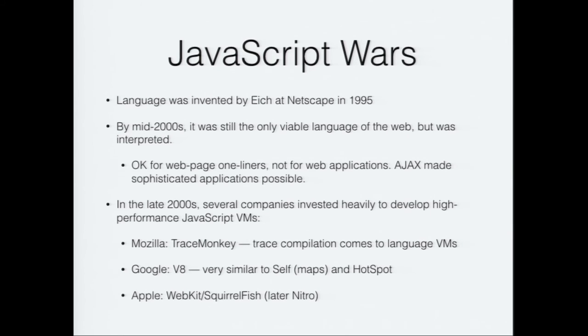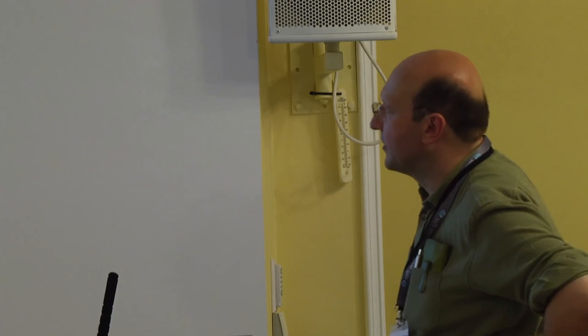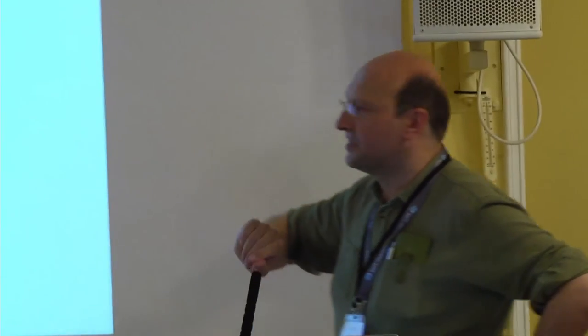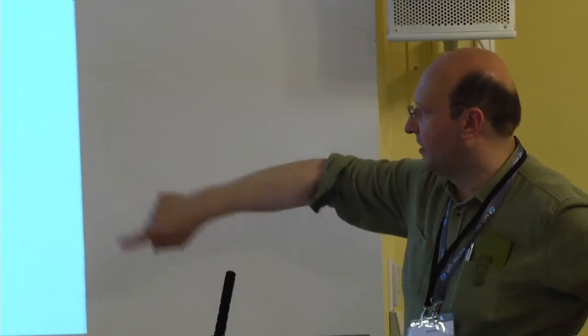wars around JavaScript performance. JavaScript was the de facto, still is the de facto language of the web. When web applications became a thing, then high-speed JavaScript had to come along, and so there were battles between various companies to build fast JavaScript VMs. TraceMonkey brought trace compilation to the system. I wish I had had time to explain that, but I'm running out of time. Google took the Self approach and the HotSpot approach to build V8, and Apple did its own thing.